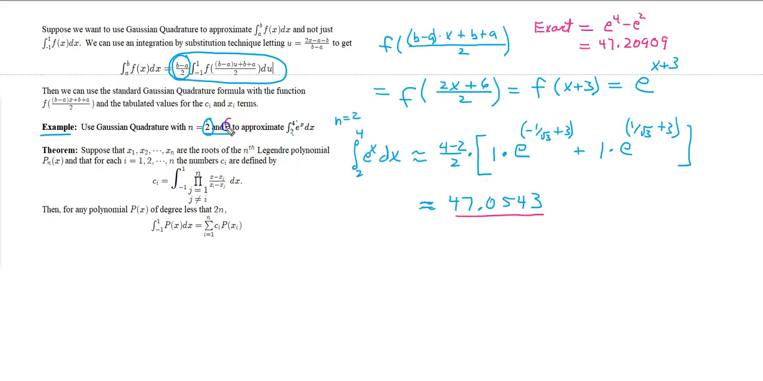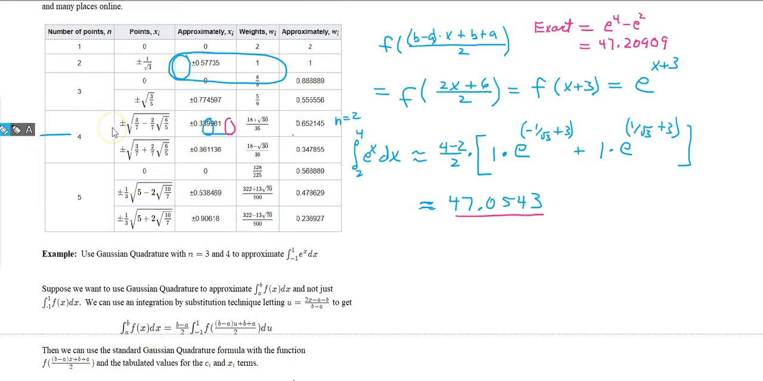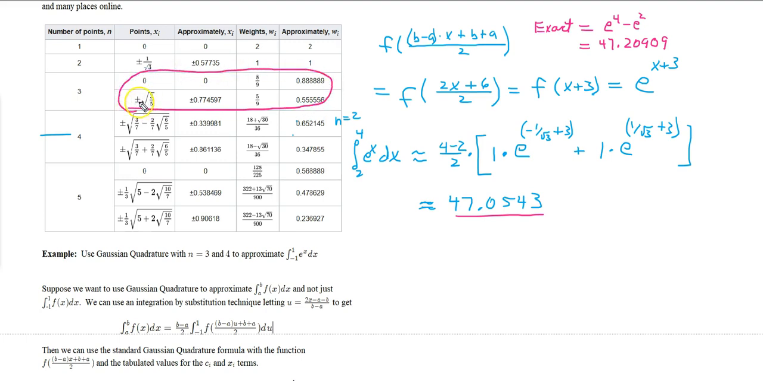Now let's do it for n equaling 3 and see what we get. Let's recall that for n equaling 3 we have to use the coefficients right here in our table. We have to use all of these right here. The x's are going to be 0, plus and minus root 3/5, and the coefficients are 8/9 and 5/9. These are the c's right here. Even though the table says w's, those are actually your c values.